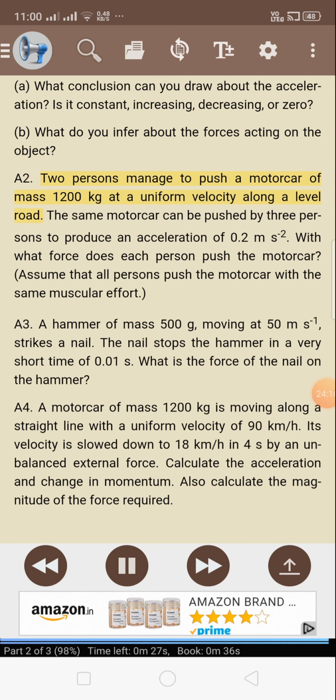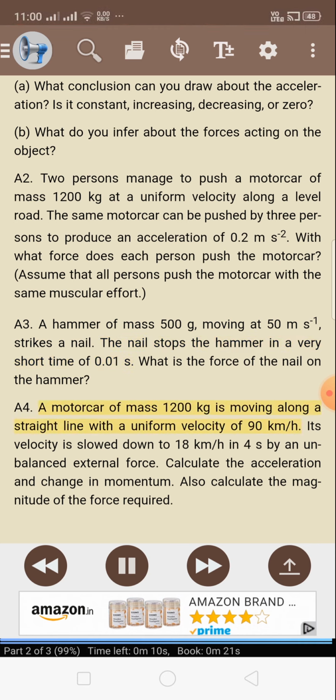A2. Two persons managed to push a motorcar of mass 1,200 kilograms at a uniform velocity along a level road. The same motorcar can be pushed by 3 persons to produce an acceleration of 0.2 meters per second squared. With what force does each person push the motorcar? Assume that all persons push the motorcar with the same muscular effort. A3. A hammer of mass 500 grams moving at 50 meters per second strikes a nail. The nail stops the hammer in a very short time of 0.01 s. What is the force of the nail on the hammer?